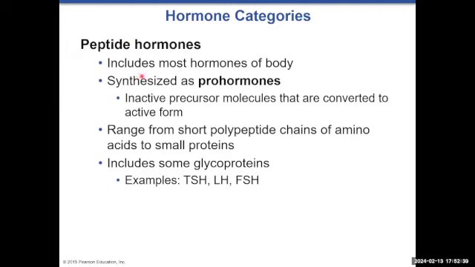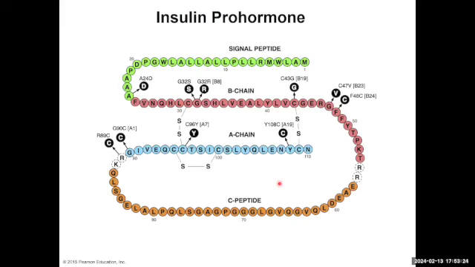Now, some of these peptide hormones are actually considered prohormones or prehormones. What that basically means is that this prohormone is not going to exert any effect on a target tissue. It needs to be further processed, further converted into the active form in order for it to exert its effect. It's the inactive precursor molecule that needs to be converted into the active form. Some of these peptide hormones might be short polypeptide chains, some might be longer, and the examples that we gave here are TSH, LH, and FSH, and we'll talk about these specific hormones in more detail a little bit later. Here's insulin. Insulin is a long polypeptide chain, and all of these little circles would represent different amino acids.